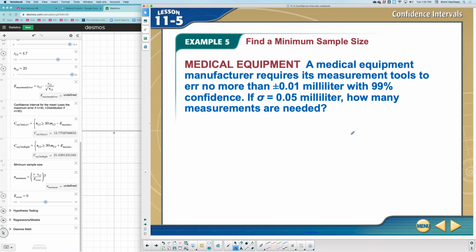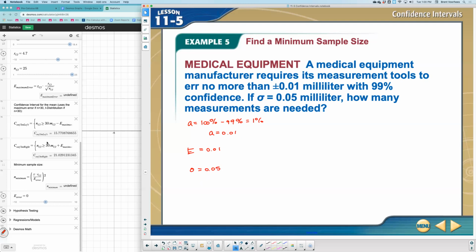So let's write out our values. Here's what we know. The alpha value is going to equal 100% minus the 99% confidence, which is 1%, or we could say alpha is 0.01. And we want the error to be no more than 0.01, plus or minus, but I'm just going to put it that way. And also we have this standard deviation of 0.05.